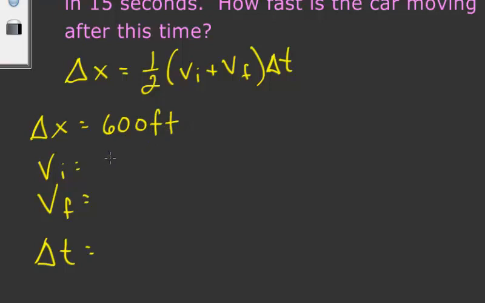The initial speed is 30 miles an hour, 30 mph. The final speed we don't know, and that's what we're trying to find. How fast is the car moving? And the time is only 15 seconds. Okay, so we need to figure out how fast the car is going in this 15-second period, how much it speeds up. That's what this is going to tell us. Now it's already moving 30, so we're going to find this final velocity.